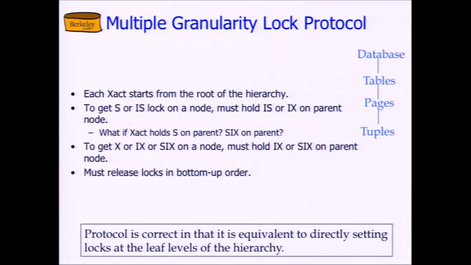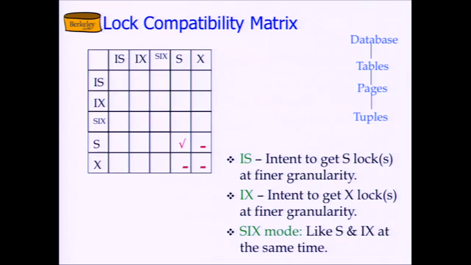Meanwhile, now we have to decide which locks are compatible with which. Remember, IS is an intent to get an S lock at a finer grain. IX is an intent to get an X lock at a finer grain. SIX is an intent lock to get S and IX. The picture I had up is pretty useful for thinking through this lock compatibility table. So there's table level locks, and there's tuple level locks.